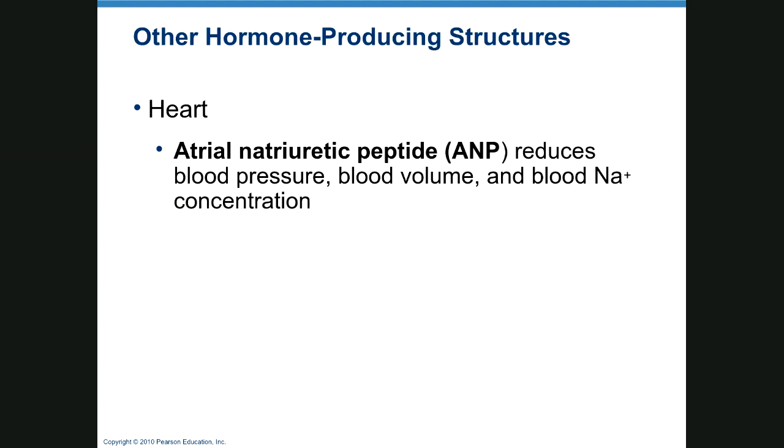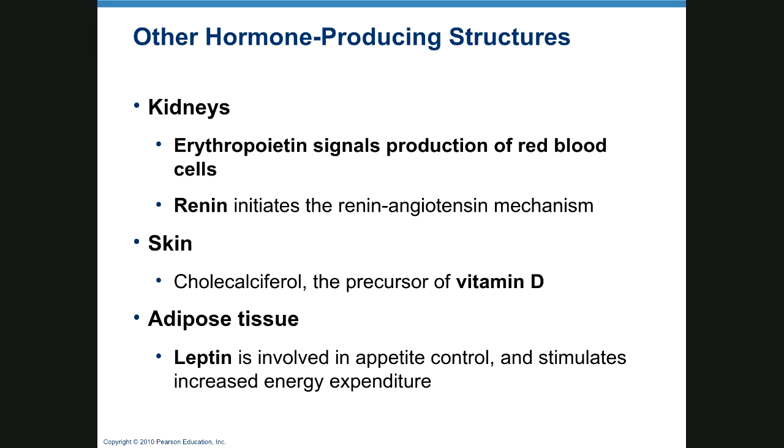Okay, the heart produces atrial natriuretic peptide. If the blood pressure is too high, it reduces the blood pressure by making you urinate more and losing sodium through that urine. Other hormone-producing structures, the kidneys. If you have low oxygen levels, the kidney releases erythropoietin, which causes red blood cells to be produced. Renin initiates the whole renin-angiotensin mechanism. The skin causes production of cholecalciferol, which ends up with your vitamin D that's usable.